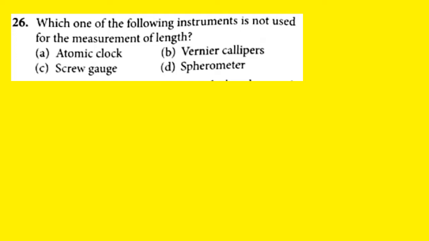Question number 26, children. Which one of the following instruments is not used for the measurement of length? Atomic clock, vernier caliper, screw gauge, spirometer. So this is very easy one. You all know vernier caliper, screw gauge and spirometer is used for the measurement of length. Whereas atomic clock is used for the measurement of time. So our answer is A, atomic clock. So atomic clock is used for the measurement of time.